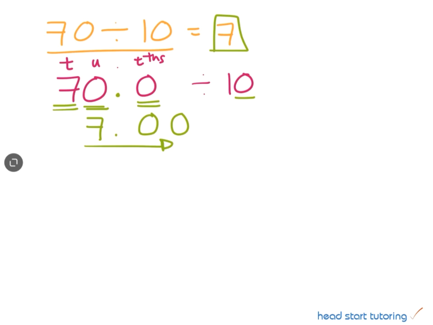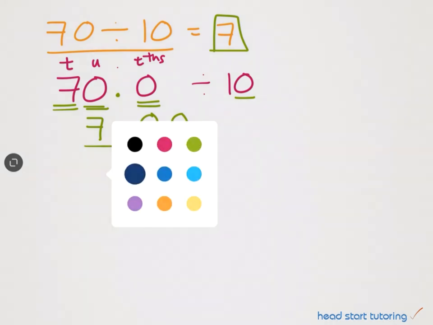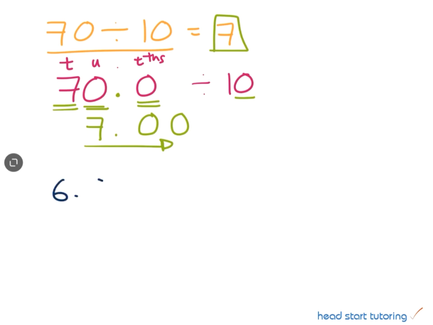Right, let's have a look at another example. Let's look at 6.8 divided by 10. So as you can see, 6.8 is already in a decimal format, so it's not a whole number. With our whole numbers, we put 0.0 at the end so that we can see where our decimal point actually is, which will always be at the end of a whole number.